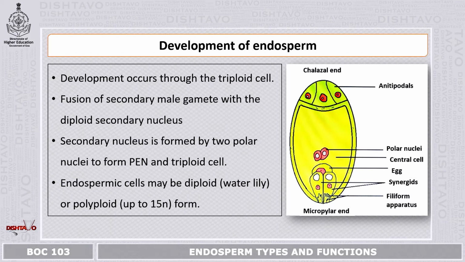Now we will see the development of the endosperm. Here we have the image of the embryo sac wherein there are different parts which are labeled. We can see antipodal cells over here. This is polar nuclei and central cell. This is the egg apparatus, synergids, followed by filiform apparatus. Now these are the structures of the embryo sac where the male gametes are going to enter and then fertilization is going to take place.